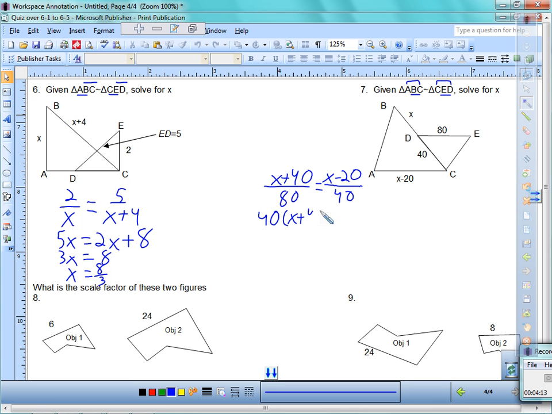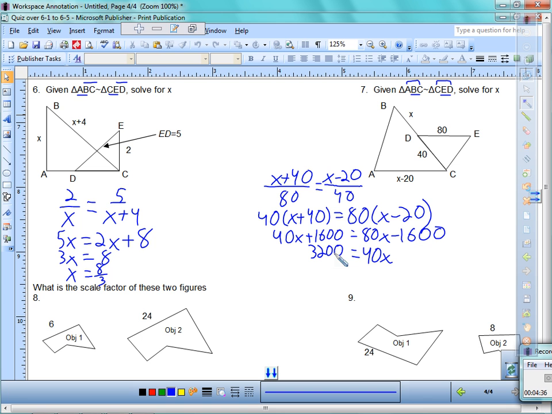40 times x plus 40 is equal to 80 times x minus 20. So 40x plus 1600 is equal to 80x minus 1600. Doesn't matter which way we're going to move. I usually like to deal with positive coefficients. And move that over to 3200. And x is equal to 80.